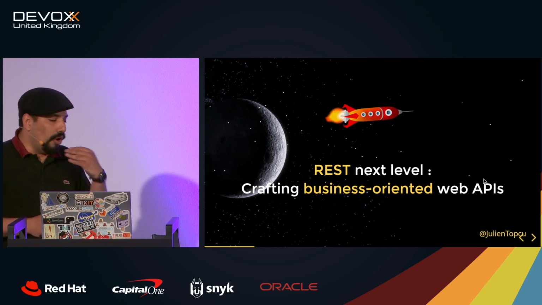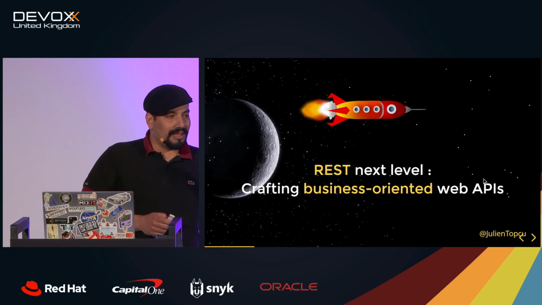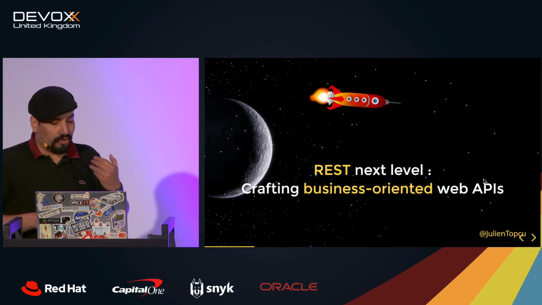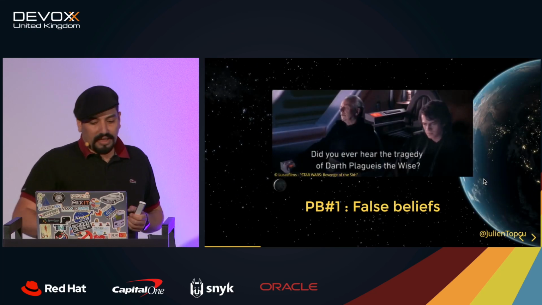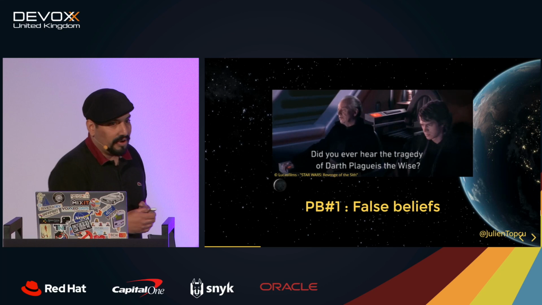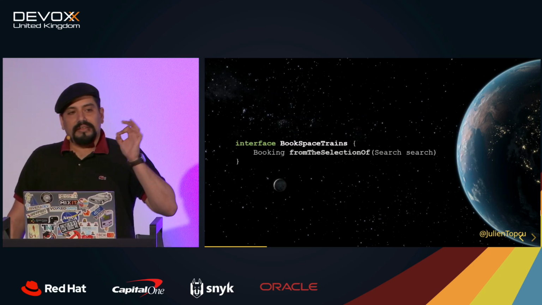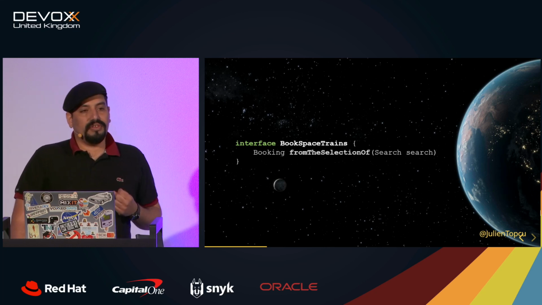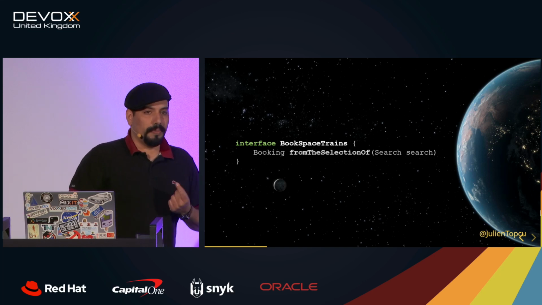For me, in fact, we already have everything in REST to do that. But there are four problems that are preventing us from crafting business-oriented APIs. The first one is that we have false beliefs regarding REST. Let me explain that. Let's take that feature, booking from a selection. That feature will create a booking resource from the selection of the user.